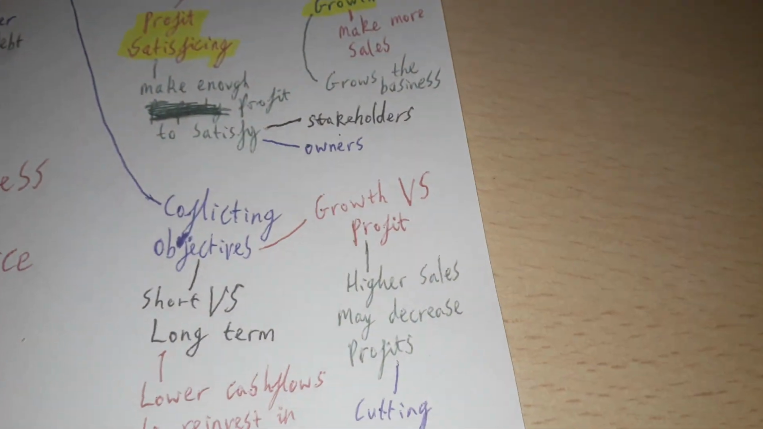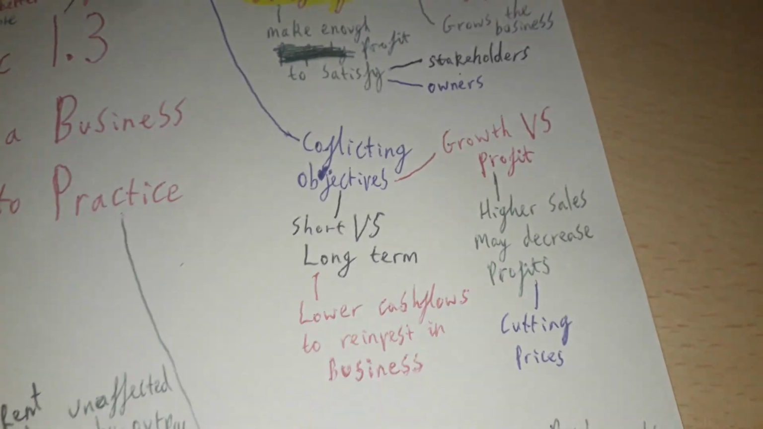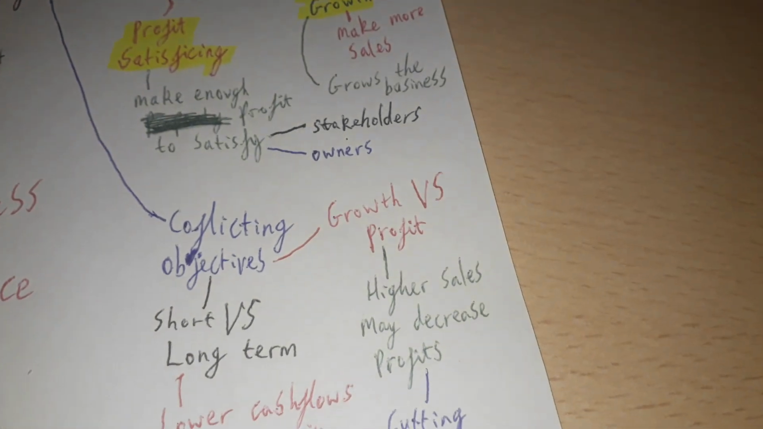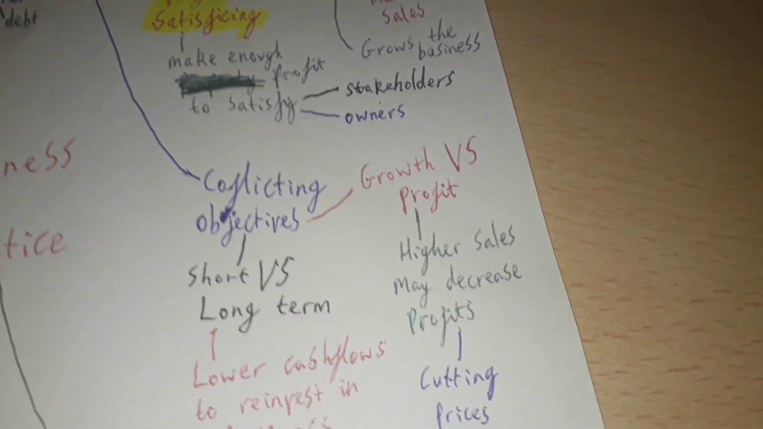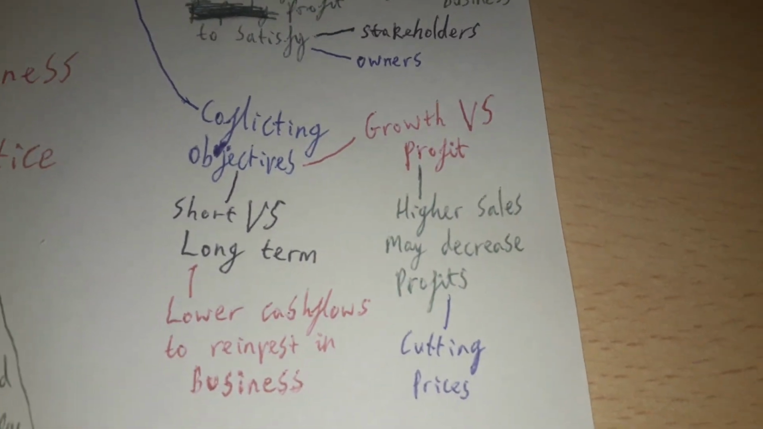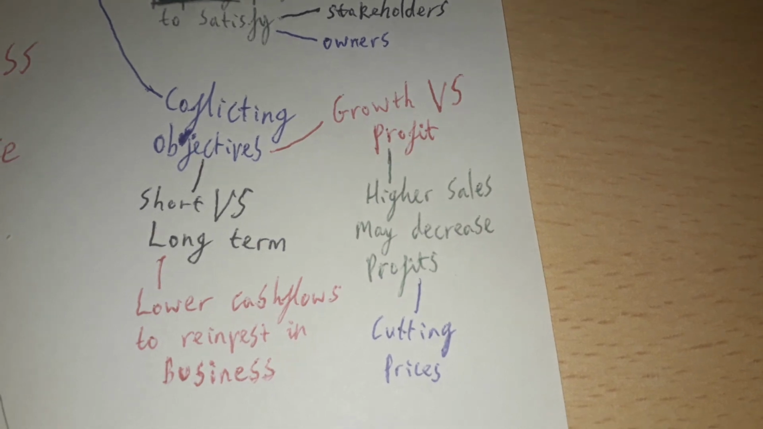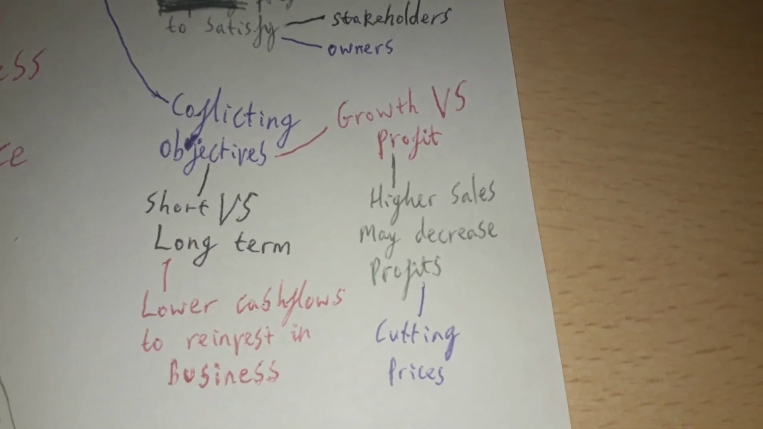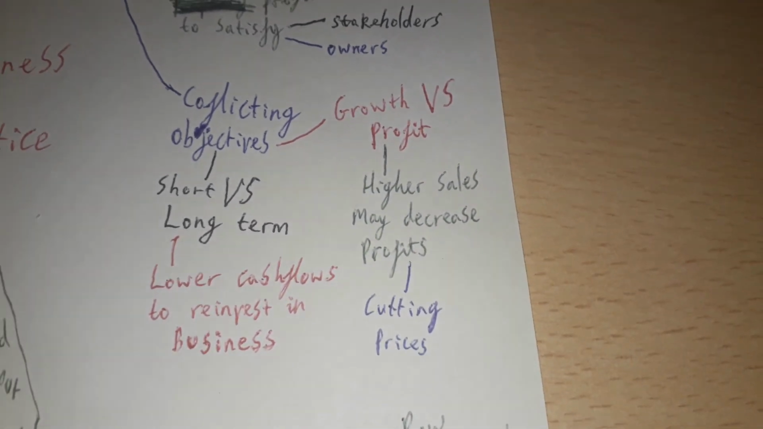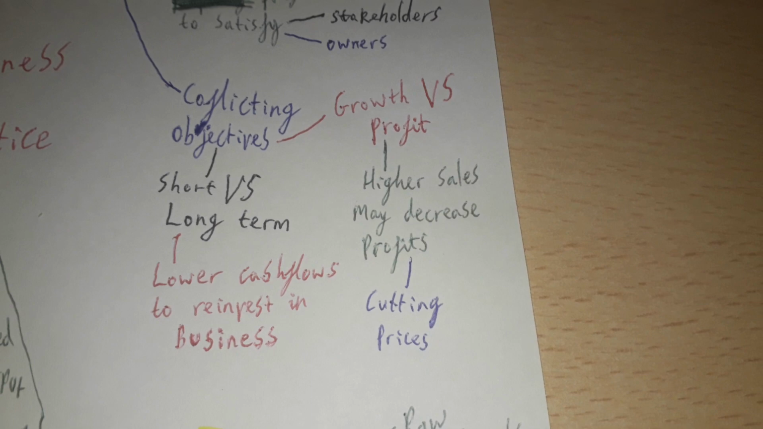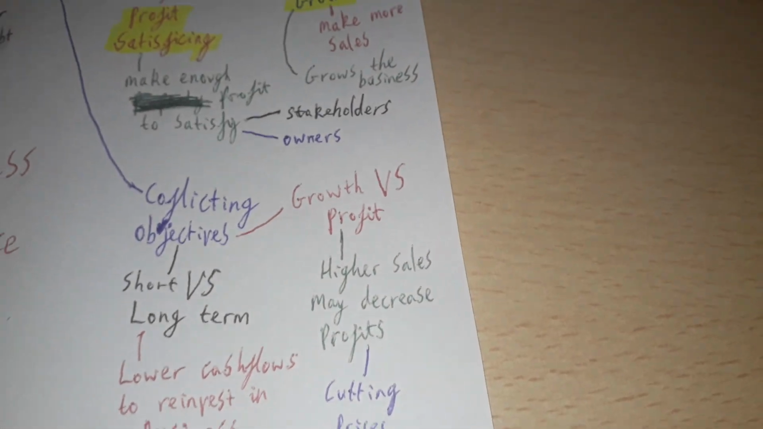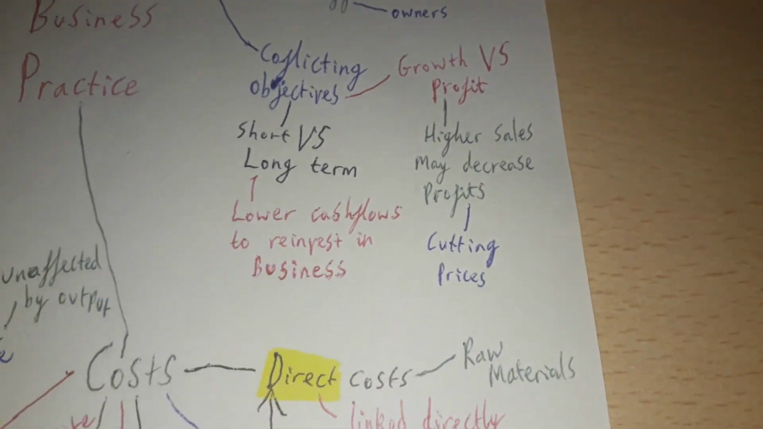So objectives can sometimes go against each other. So two of them can't necessarily work at the same time in some circumstances. So this is what we call conflicting objectives. So one example of conflicting objectives is growth versus profit. Because if you have higher sales, that might decrease your profits because you're cutting prices to try and get more of these products to sell. It's the same thing with sales. If you're having loads of price reductions at certain times, you're going to lose profit because you're selling that for cheaper than you used to say it was worth.